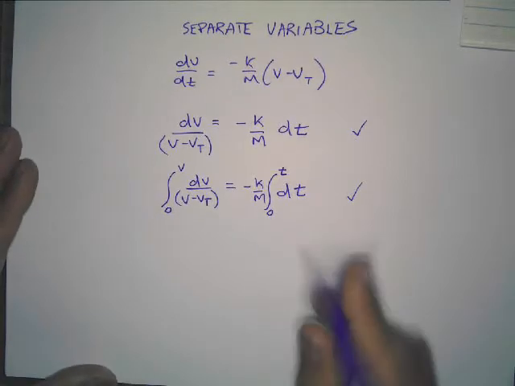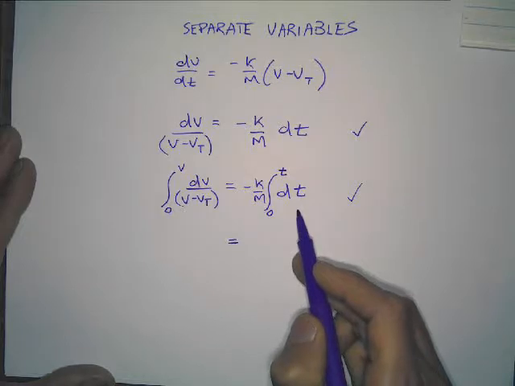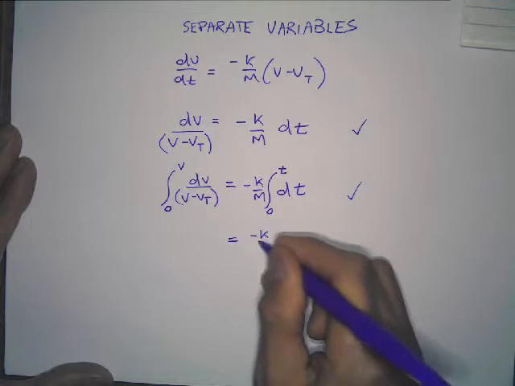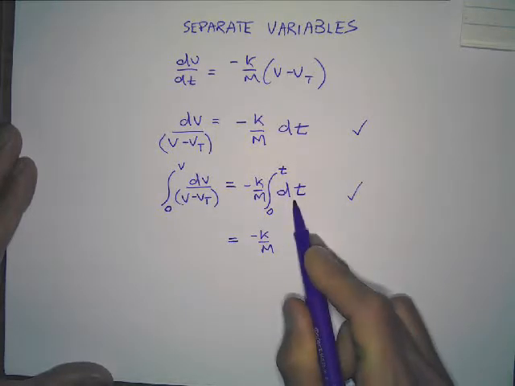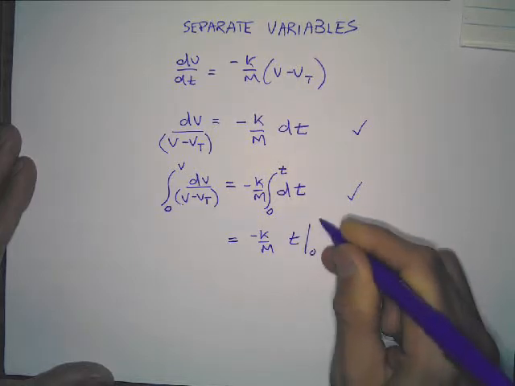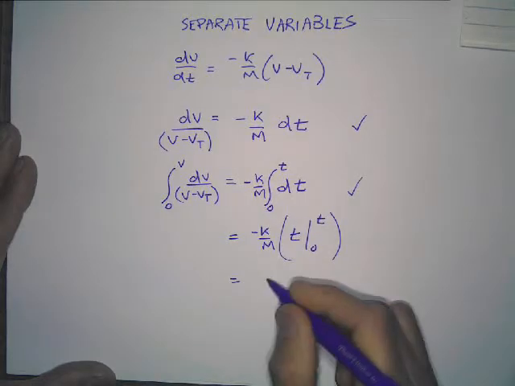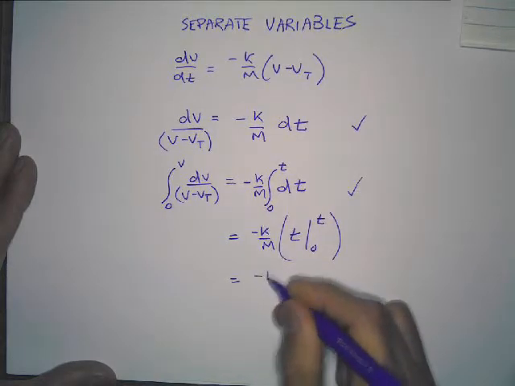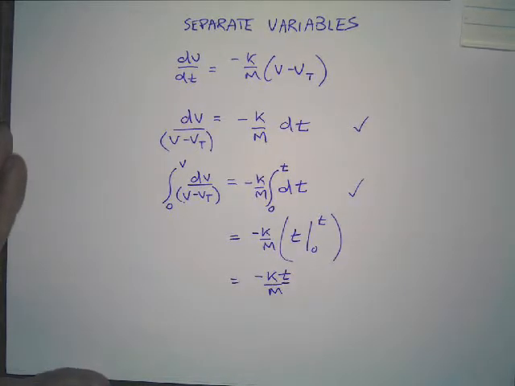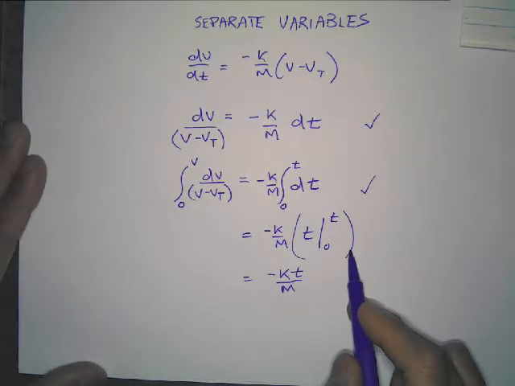Okay, so let's solve this. Let's do the right side first. This is the world's easiest integral to solve because you have k over m. The integral of dt is just t, and you evaluate it from 0 to t. So that basically comes out to be negative kt over m. So that's a super easy integral to do on that side.